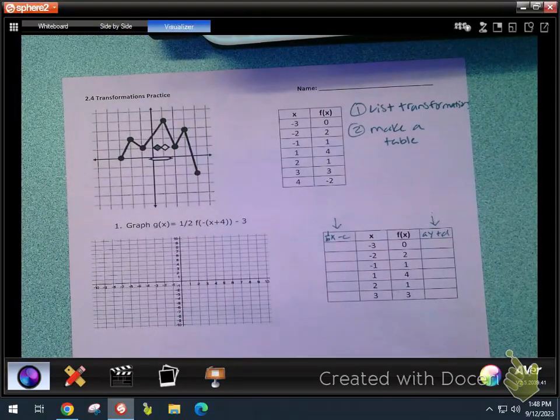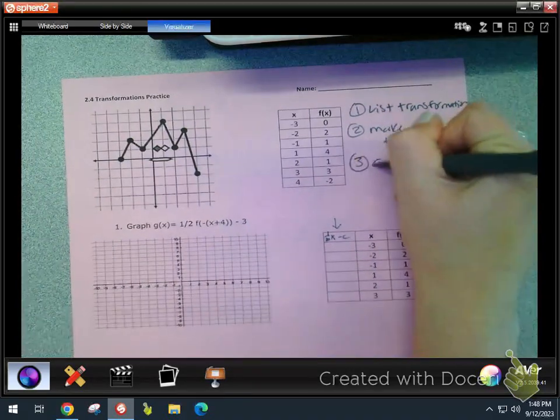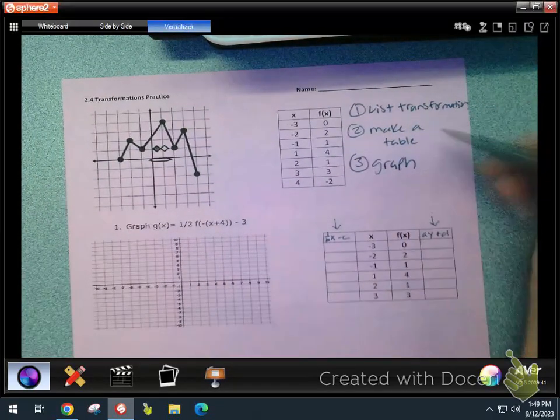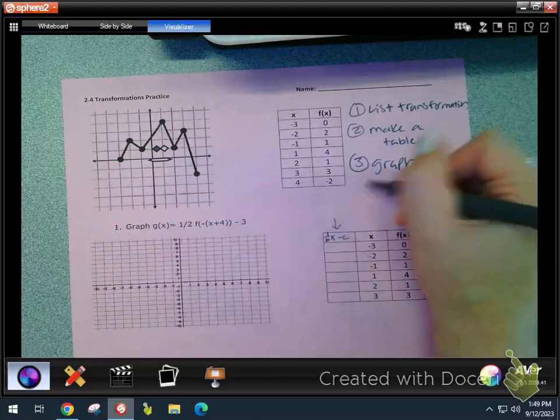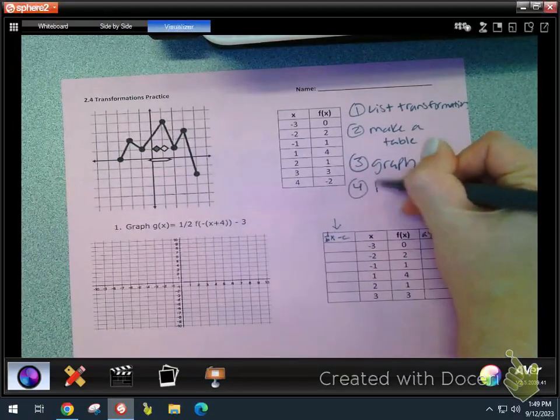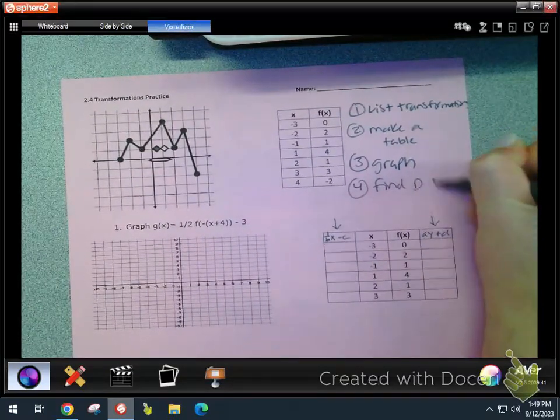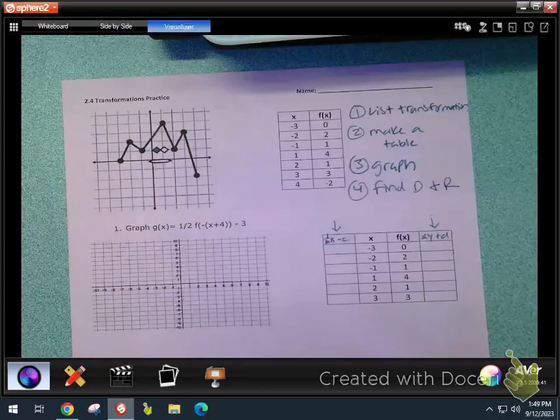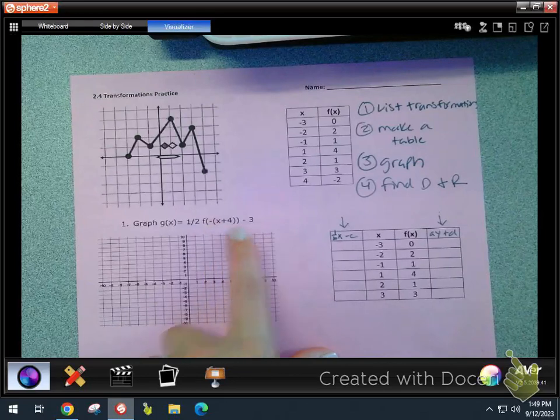I also want you to graph. I think you probably knew to do the table and the graph, but it didn't say. And then I also want you to find domain and range. You can decide what notation you want to use. You'll probably all pick interval because it's faster. So that's what you need to do on these problems. Hopefully, now that we've practiced determining what everything is, that will help you with your list.